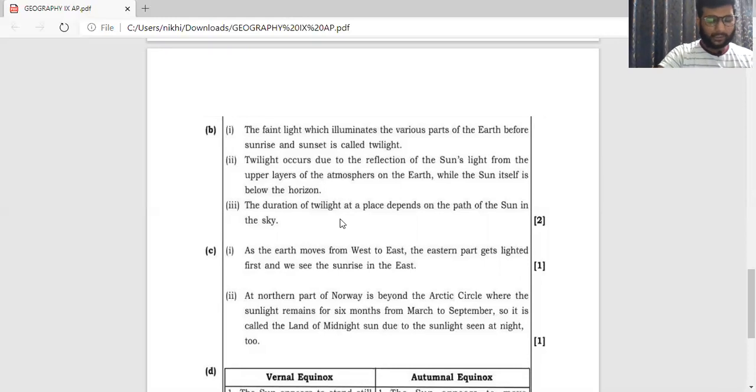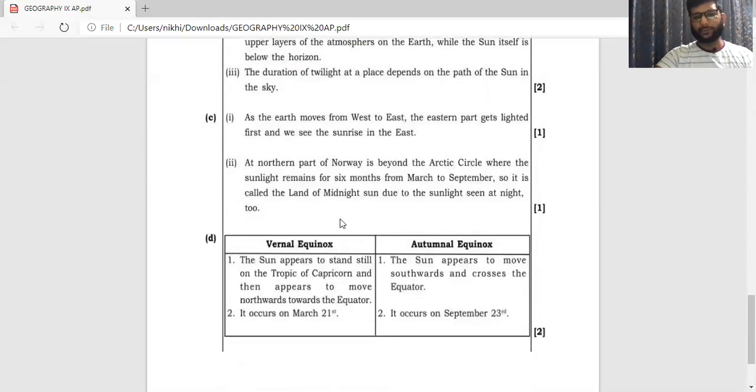Next question: why do we always see the sun rising in the east? And I'll read out the second question also: why is Norway called the land of the midnight sun? So these are the 2 answers to it. The first one, as the earth is moving from west to east, it is the eastern part which gets under the sun first and it gets lighted first. That's the reason why the east side gets the first sunrise, because they are receiving the first rays of the sun, and that's how the day starts from the east and then ends at the west.